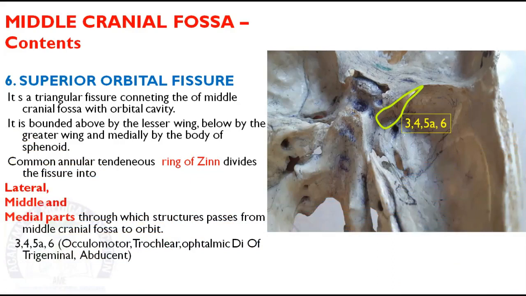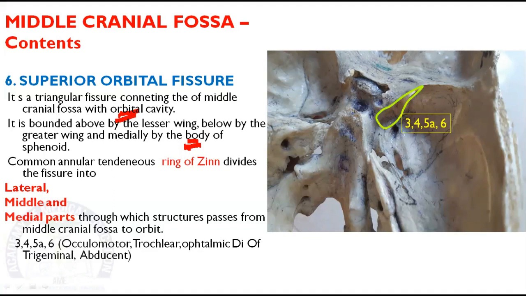Now we come to the superior orbital fissure. It is one of the important structures present in the middle cranial fossa. It is a triangular fissure which connects the middle cranial fossa with the orbital cavity. It is bounded above by the lesser wing of the sphenoid bone, below by the greater wing of the sphenoid bone, and medially by the body of the sphenoid bone. So it is completely situated in the sphenoid bone.